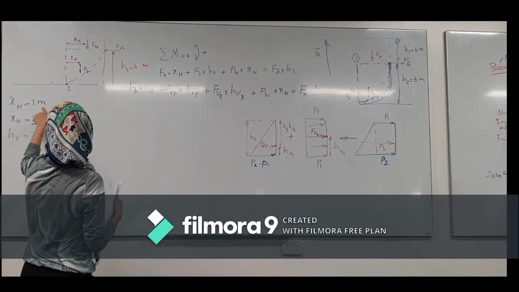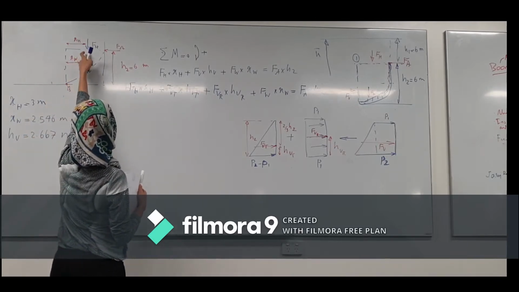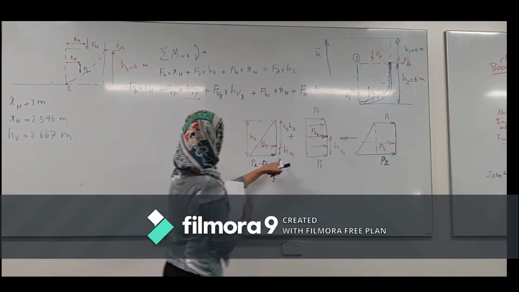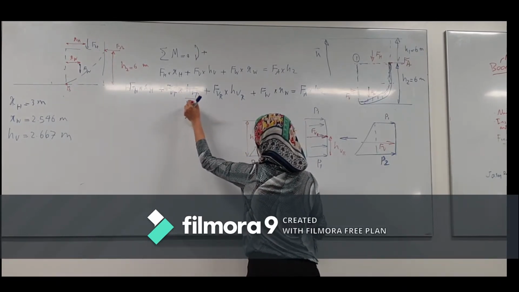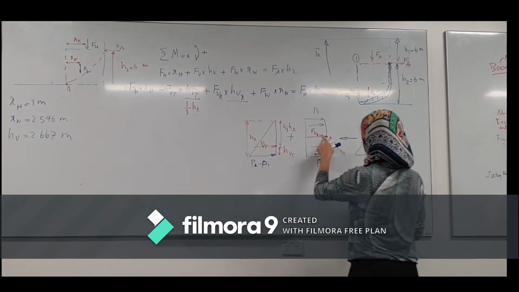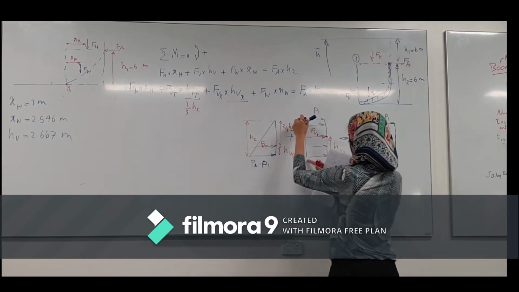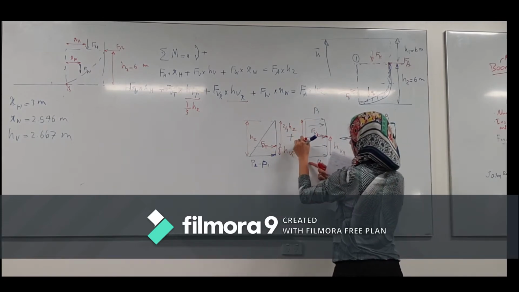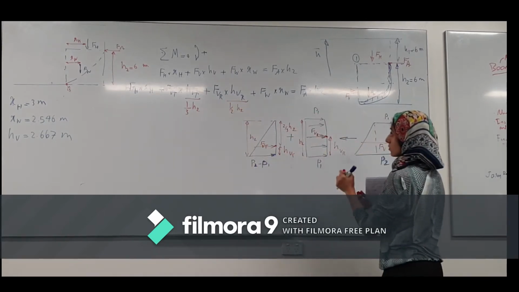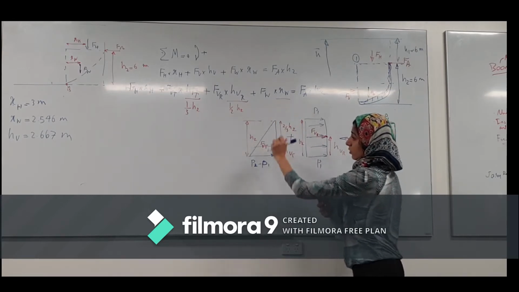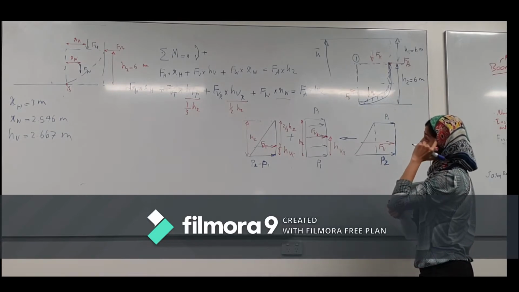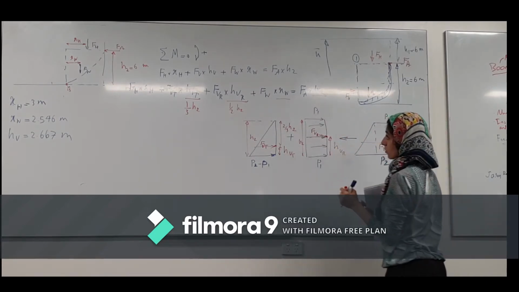Xh is easy. We just showed it should be about 3 meters because it is at the center. This height, we can just say it's about 1/3 of h2. For the rectangular, it's about half of this length. Again, this is the h2, so half of the h2. And xw, we know it. We just showed it's about 2.667 meters, and the h2 is also given.